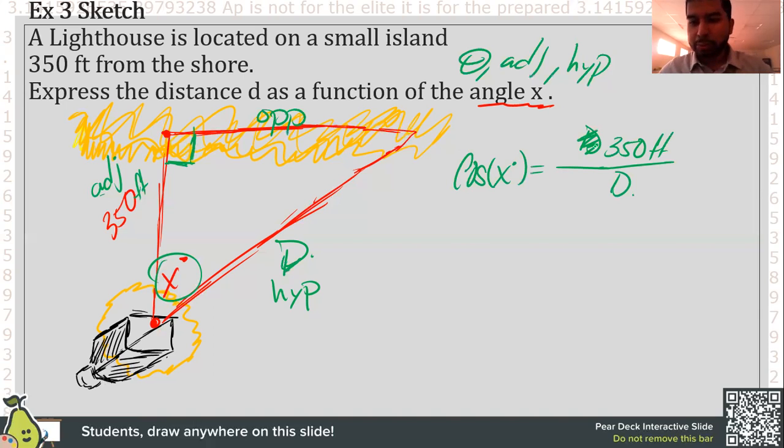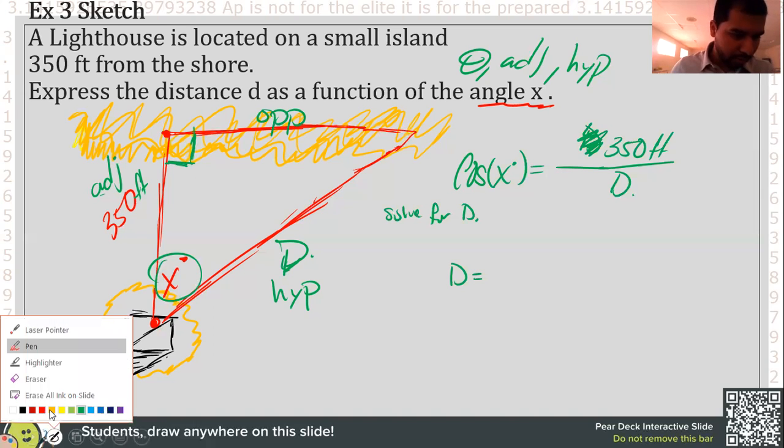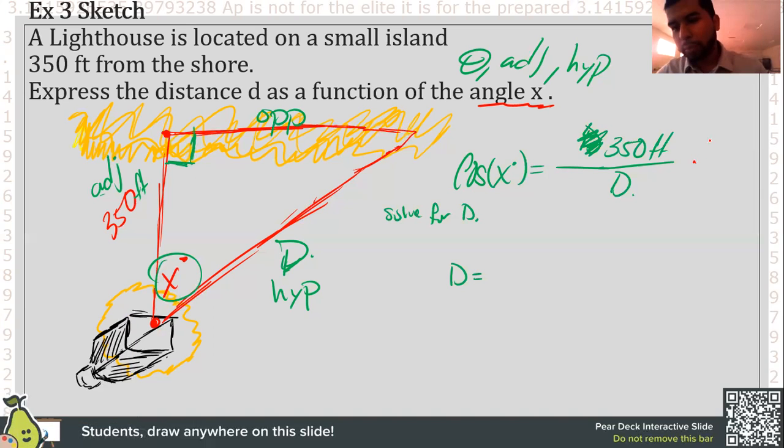Now, they want us to express it as a function. Sure, this works, but I'm going to go ahead and set it as d equals. So I'm going to go ahead and solve for d. So d is equal to, well, all I have to do is multiply by d on both sides. Okay, so this is going to take a little bit of work. So I'm going to multiply by d on both sides.